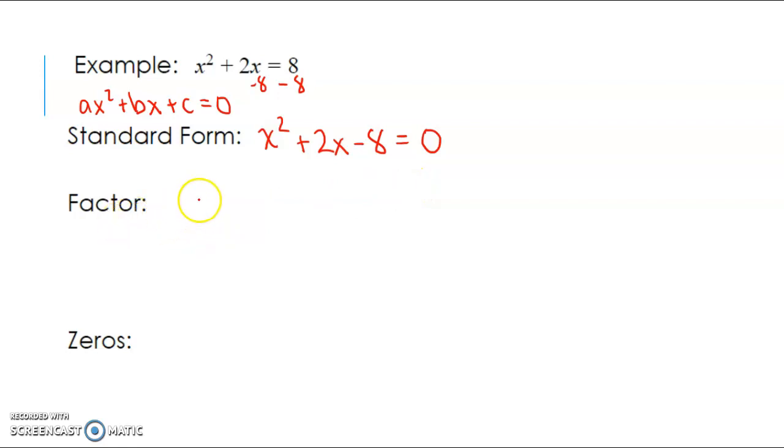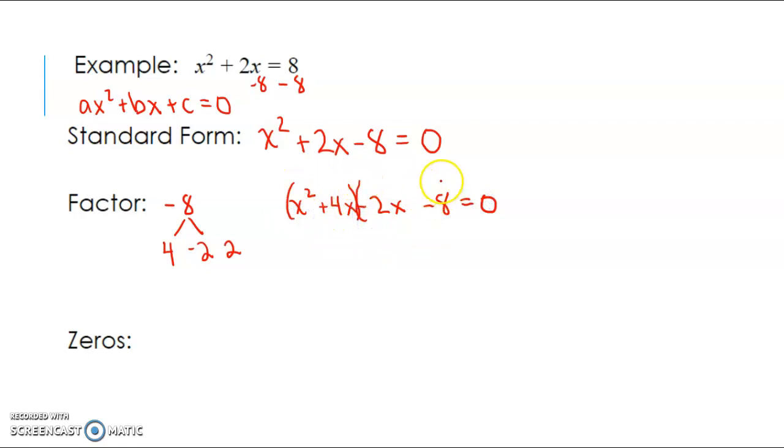Next, I'm going to factor. So I'm going to do my factor tree. A times c is negative 8. And I know they have to add together to be 2. So I got to think of those two numbers. Multiplies to negative 8, adds to 2. Oh, I got it. It's 4 and negative 2. So I'm going to write my first term down, write my last term down, write my magic numbers in the middle, and start to factor by grouping.